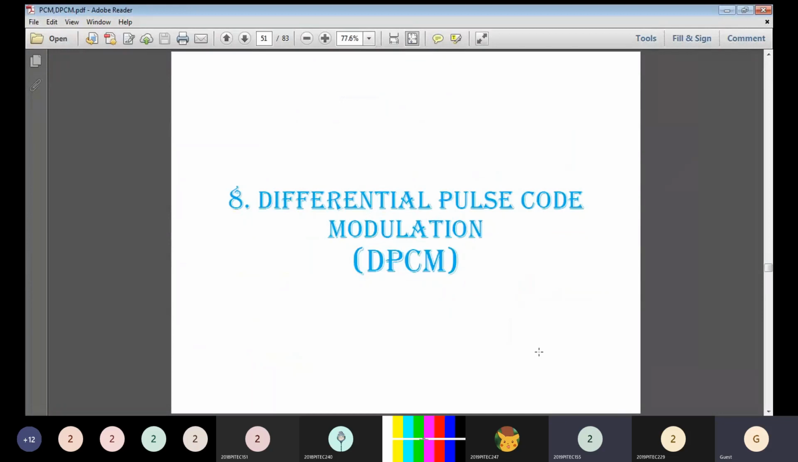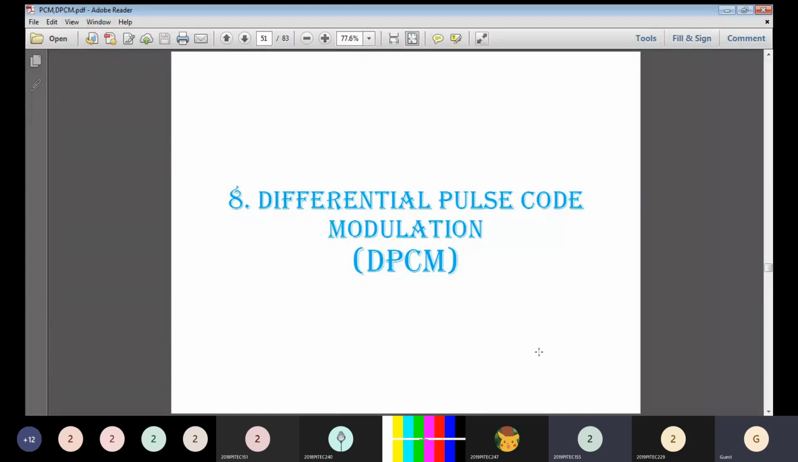Then we are going for differential pulse code modulation. This is the advanced version of PCM, pulse code modulation. In PCM, we are simply taking the present sample values. We are not bothering about the previous or past samples at all. But in the case of differential pulse code modulation, as the name implies, we are going to take the difference between two successive samples.